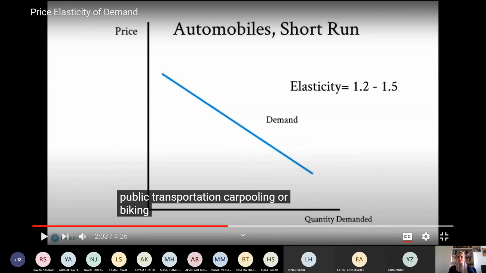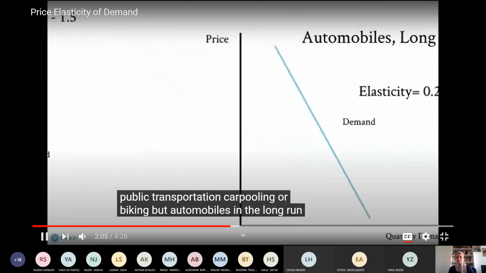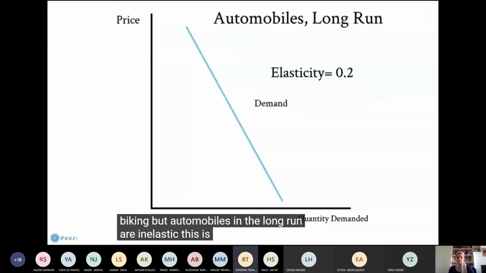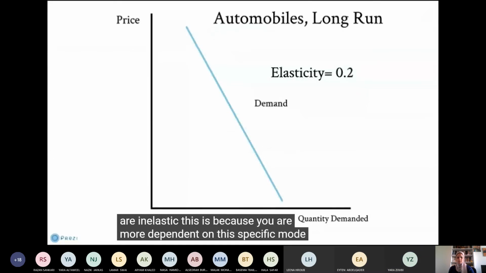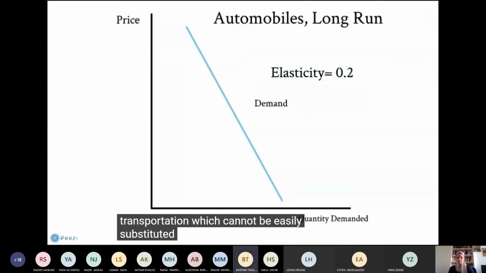This is elastic demand. But automobiles in the long run are inelastic. This is because you are more dependent on this specific mode of transportation, which cannot be easily substituted over a long period of time.